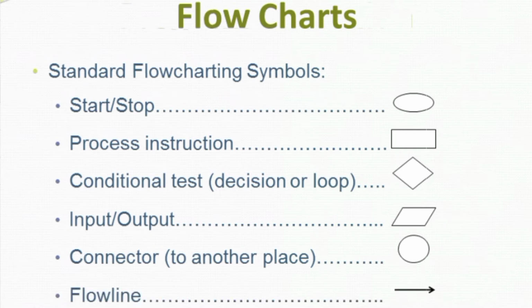And then the last thing, which is probably the most important thing, is what's called the flow line. So this is what you use to connect each of these different blocks together and shows the direction of flow throughout the steps in the process.